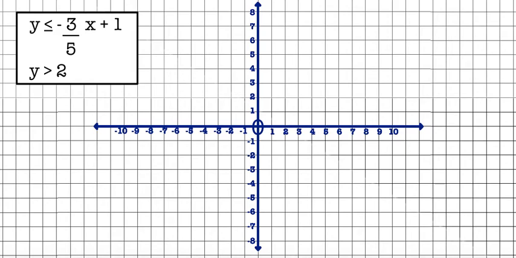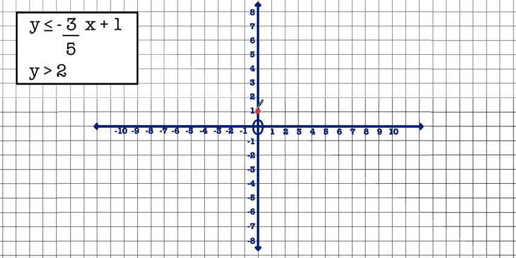Here we have two more inequalities. We have y is less than or equal to negative 3 over 5x plus 1, and y is greater than 2. So we're going to start off with plotting our first inequality. So y is less than or equal to, so we know that that's going to be a solid line. Negative 3 over 5x plus 1. So we're going to start off by plotting our y-intercept at 0, 1.